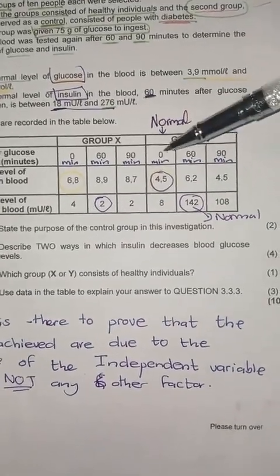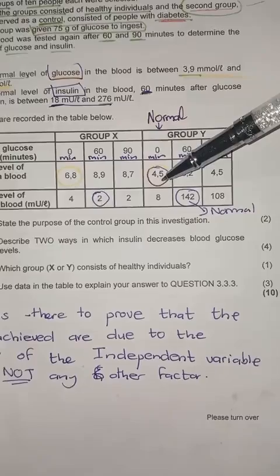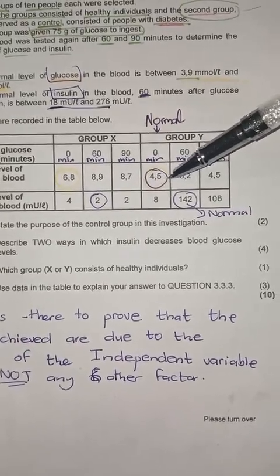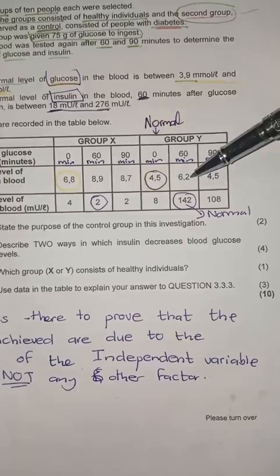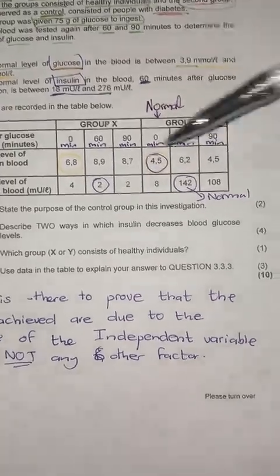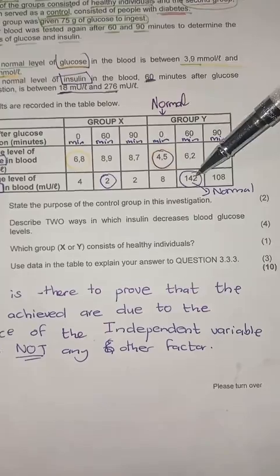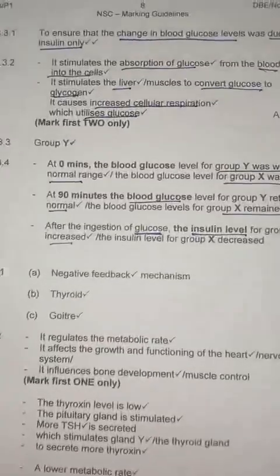So let's start with the data here. At 0 minutes, the glucose level in the blood is within the normal range. Then at 60 minutes, it has increased a bit, but at 90 minutes, it decreased within normal range again. Then your insulin levels will increase into the normal range, which tells you that this is definitely not a diabetic. Right, let's look at the memo, how they rephrased it.